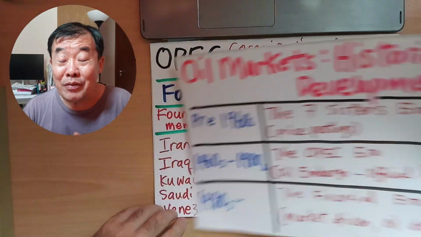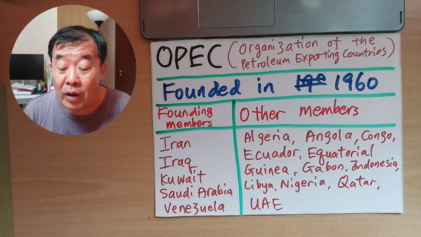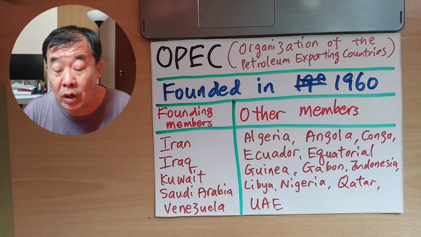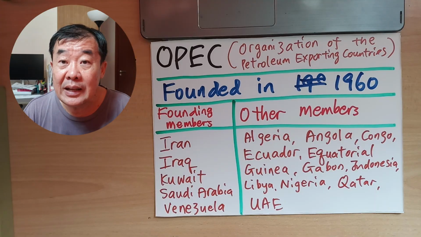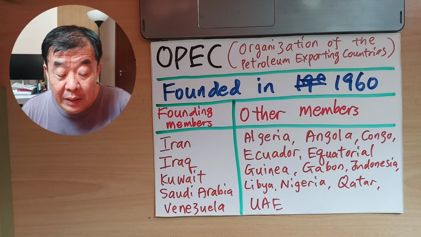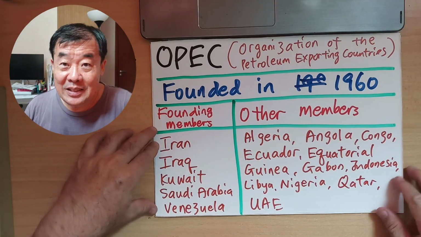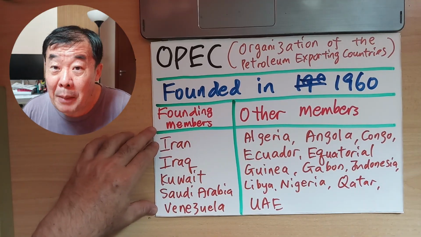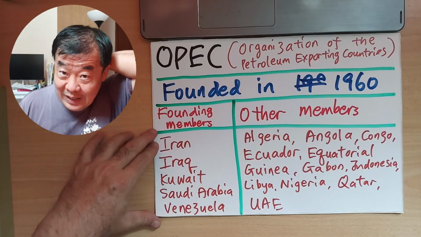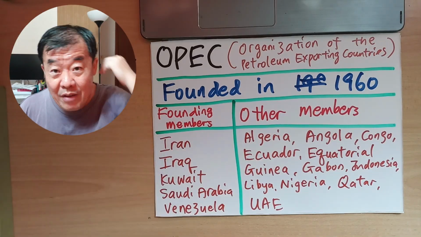Now, a little bit about OPEC, the Organization of the Petroleum Exporting Countries. It was formed in the year 1960 by the founding members. Iran is fighting the war now. So as you can see, Iran is a founding member of OPEC. Iraq also, and Kuwait, Saudi Arabia, and Venezuela.